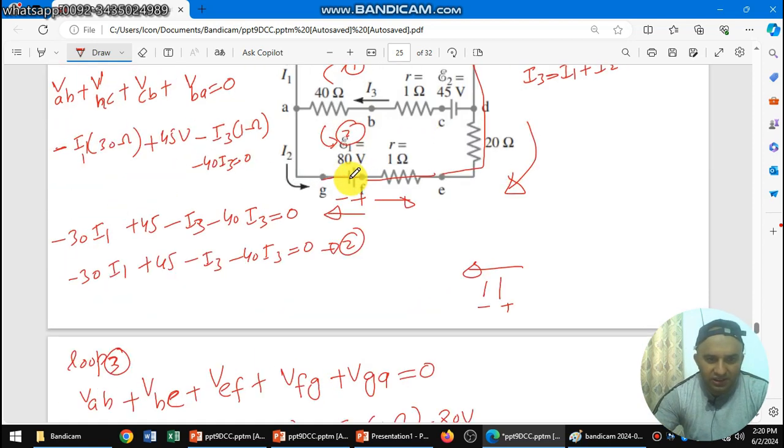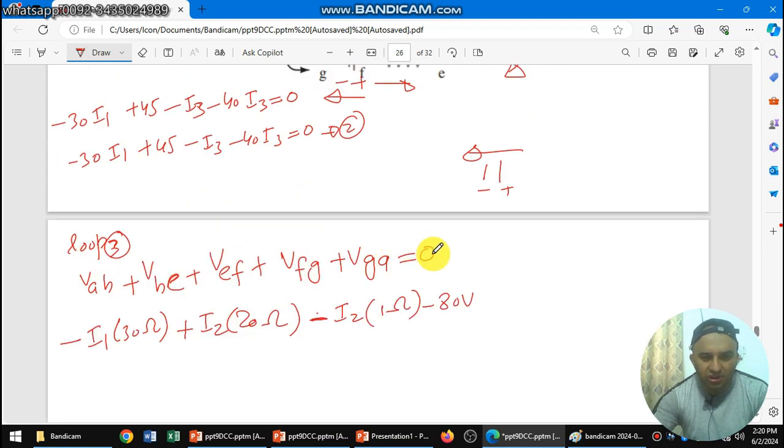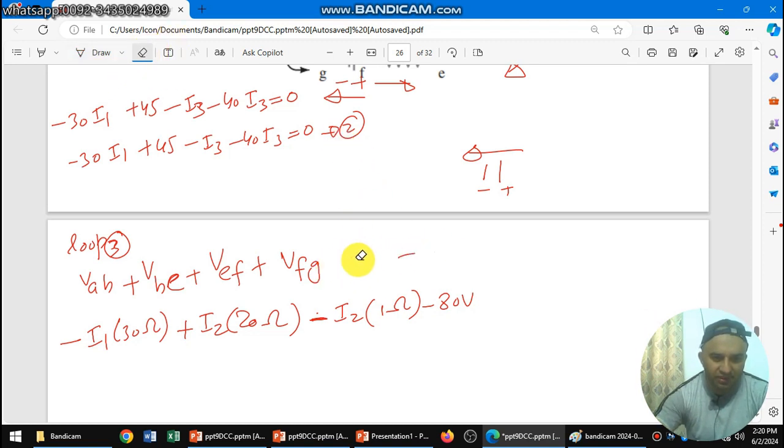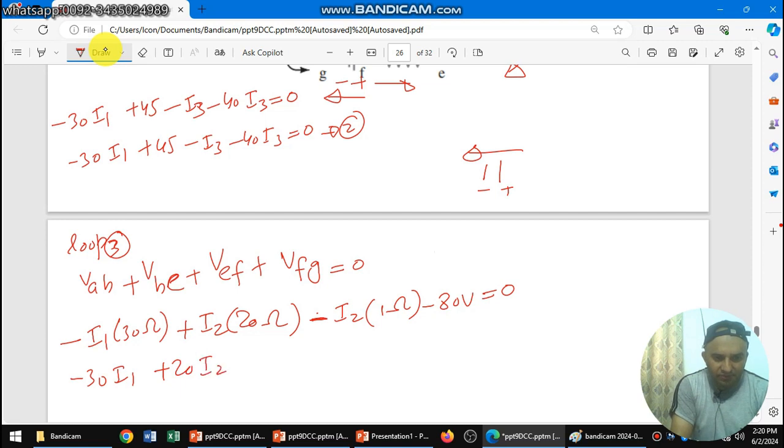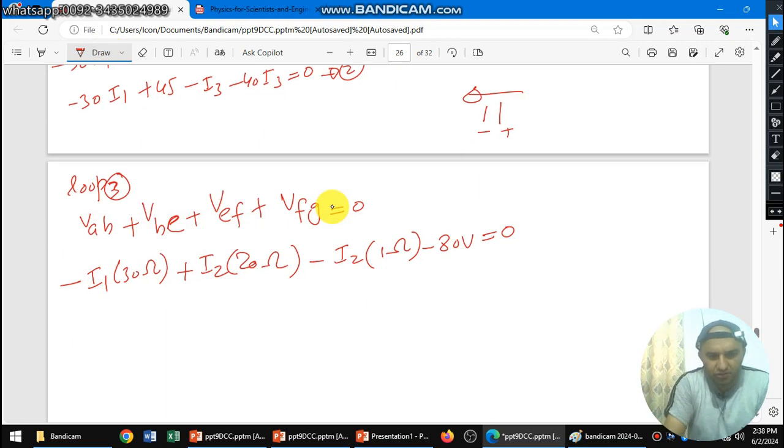And then finally from G to A, nothing is there, no component from G to A. So we can remove this one, G to A, which is equal to 0. So the equation we define is minus 30 I1 plus 20 I2. So continue. Here this is plus actually.